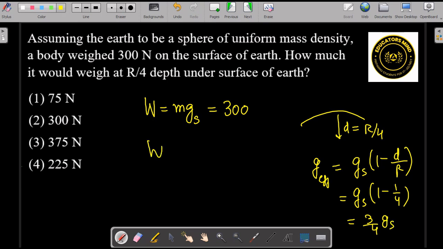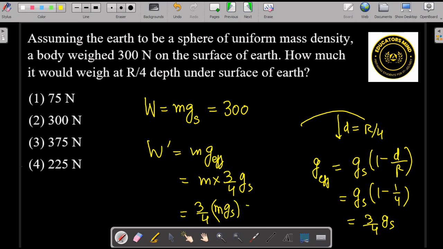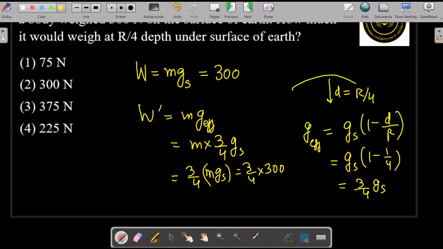So weight at that point is m into g effective at that point. So that is 3 by 4 gs. So 3 by 4 mgs. This is the 300 newtons. So 3 by 4 into 300. Just we have to calculate this. Okay, 3 by 4 into 300. How much will that come? 900 by 4.